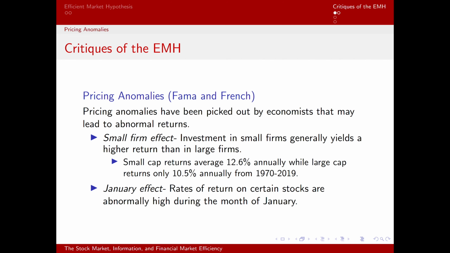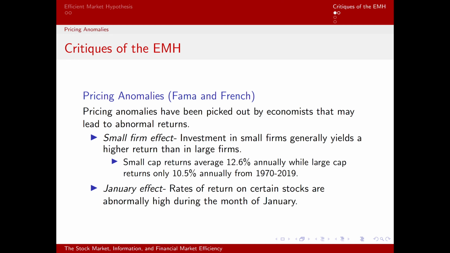So now we're going to dive deep into those three things. The first one, the pricing anomalies, and this was developed by Fama and friends in the 70s. But pricing anomalies have been picked out by economists that may lead to abnormal returns. And the last that I checked, there's 81 identified pricing anomalies, but it's always changing. And then also sometimes people find out that these anomalies aren't actually anomalies at all.